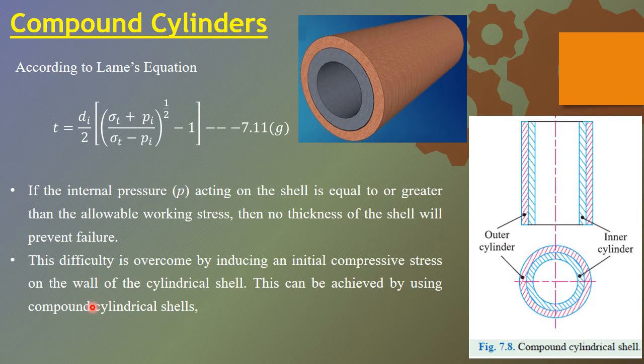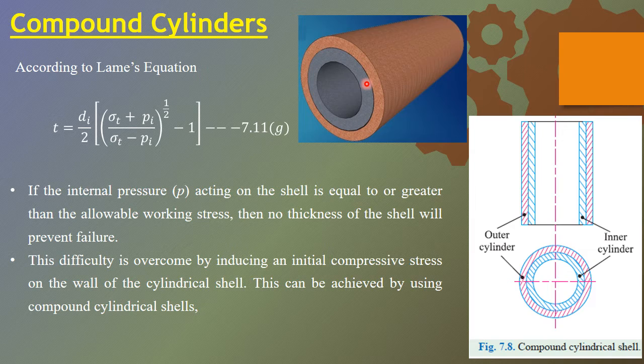This can be achieved by two different methods. One is using compound cylindrical shells, which is what we are going to use. The other is using the theory of plasticity, which we will not be discussing here. So we'll be concentrating on the first option, that is, the usage of a compound cylindrical shell.